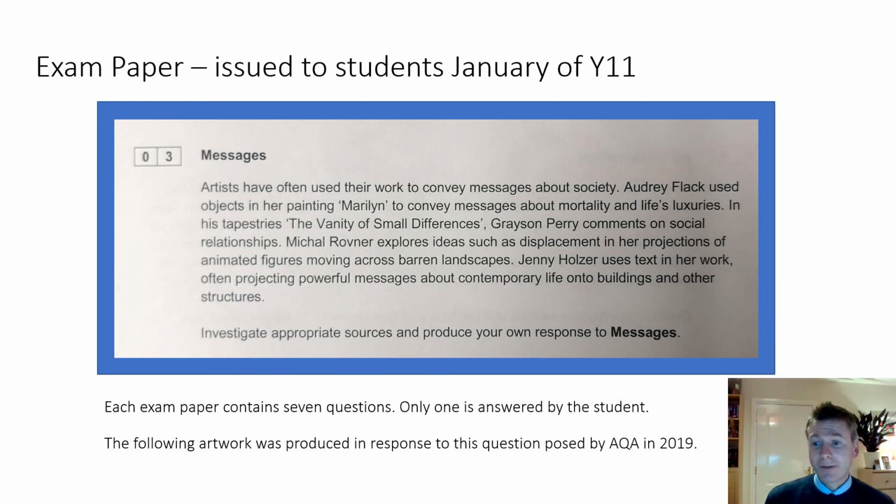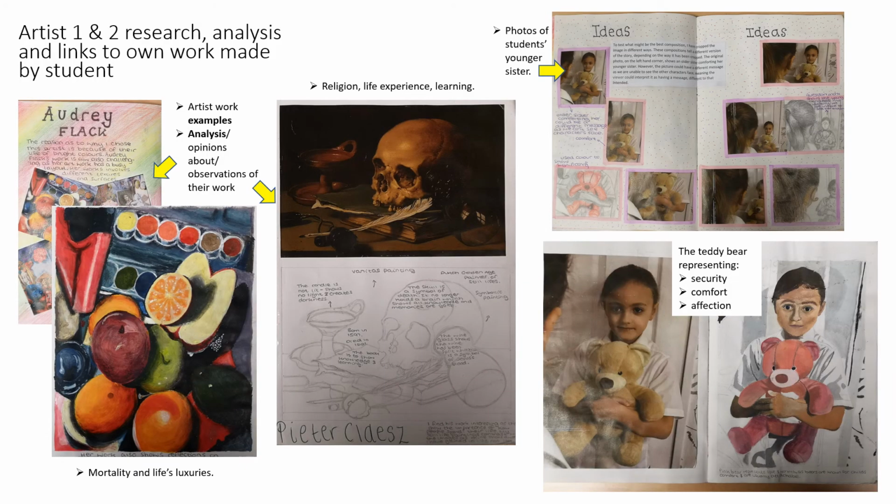This question on messages was posed on the 2019 exam paper. The next slide shows a real student's answer to that particular question. This student started by looking at the work of Audrey Flack and Peter Clays, artists that deal with themes of mortality, life's luxuries, vanity, that kind of thing. In the photographs, her sister clutches her favourite teddy bear close to her, dealing with messages to do with security and comfort and affection.